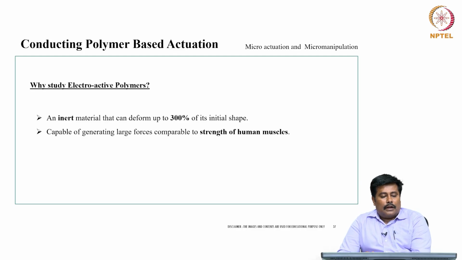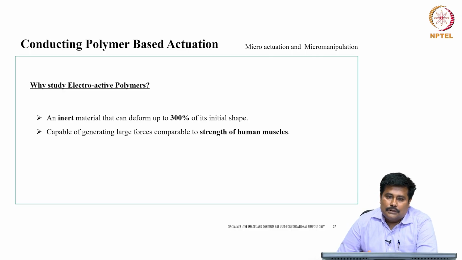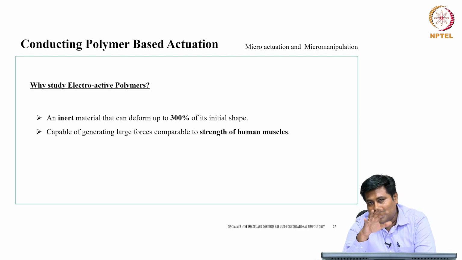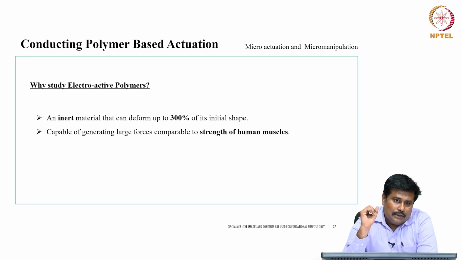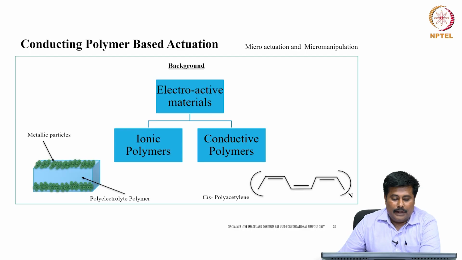These electroactive polymers are inert materials that can deform up to 300% of their initial shape, and they have the capability of generating large force compared to the strength of human muscles. Of course, since it's a polymer, it has a capability similar to human muscles, so these kinds of conducting polymers are efficiently used for such applications.